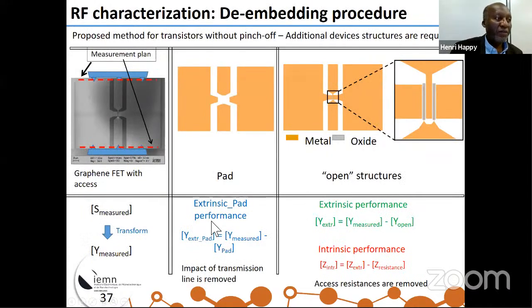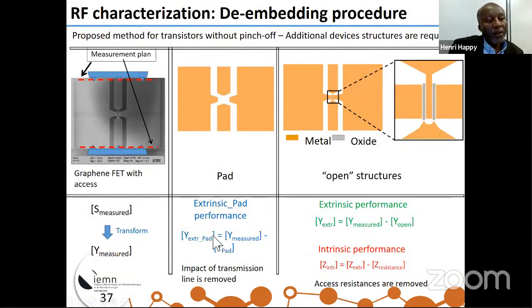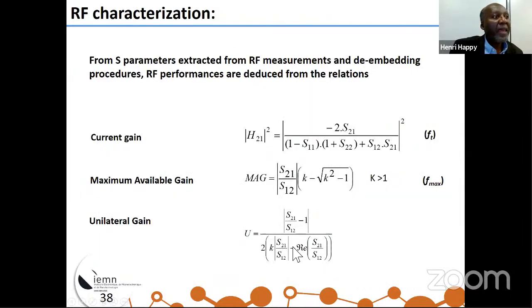And to make the de-embedding of this kind of devices, at the same time we fabricate device, we fabricate other test structure, what we call a pad structure or open structure. Pad is a similar structure or device, but without any devices that allow to extract all of these access parameters. What we call open structure is a structure similar to transistor, but without graphene. That means it is possible to remove capacitances and so on. And finally, it is necessary to remove the access resistance of the transistor that are illustrated in this graph. So we use a kind of two-part manipulation to extract all of these parameters. And finally, when you have this kind of parameters, you can extract the gain and so on.